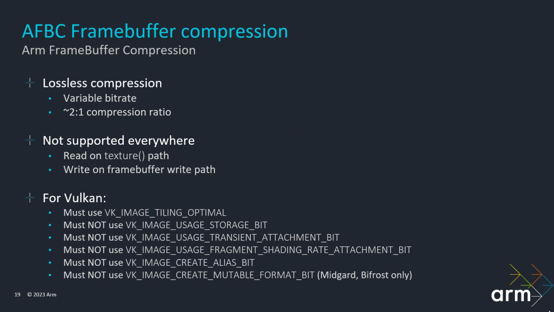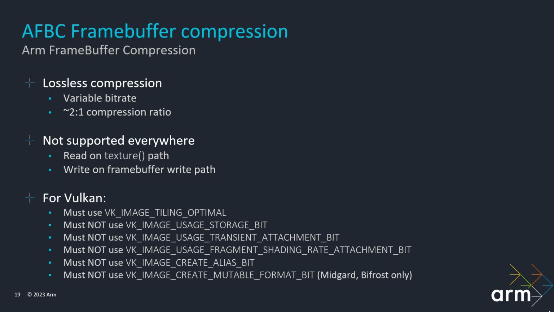I do want to talk a little bit about framebuffer compression. AFBC is our lossless compression. It's been around for a while now. Because it's lossless, it's variable bitrate, so it may save you bandwidth, but it can't save you storage. We have to allocate memory for the worst case, but it typically gives you around a 2:1 compression ratio for game-like images.